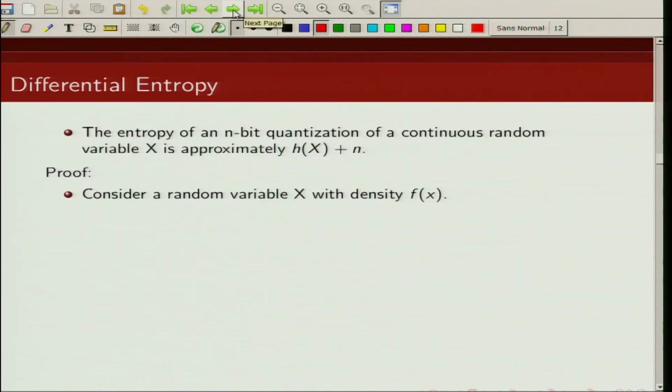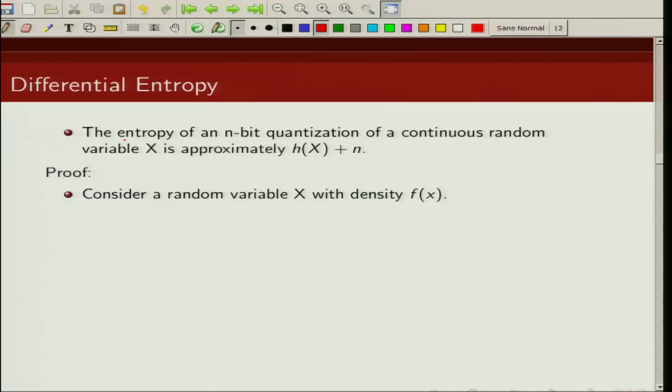Now what is the relation between differential entropy and discrete entropy? So we are comparing the differential entropy of a continuous random variable with the entropy of a discrete random variable that we get by discretizing that continuous random variable. This result says that the entropy of an n-bit quantization of a continuous random variable is approximately given by the differential entropy of x plus n.